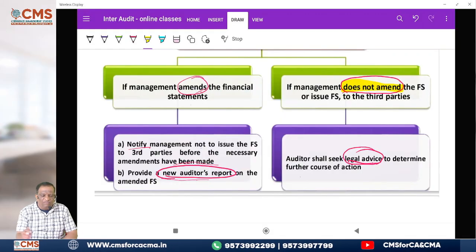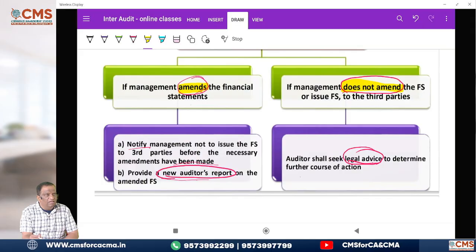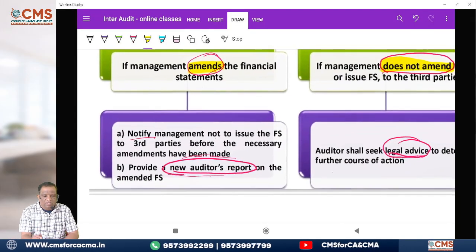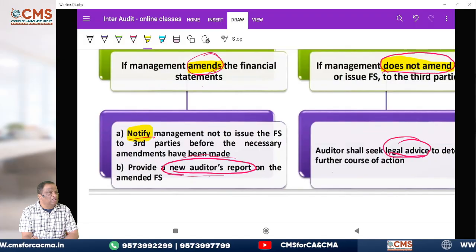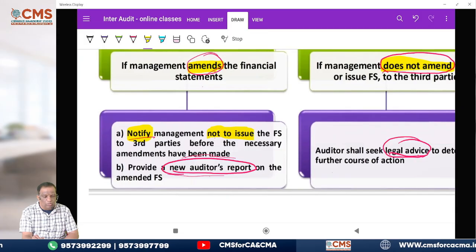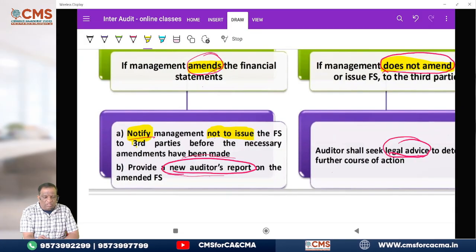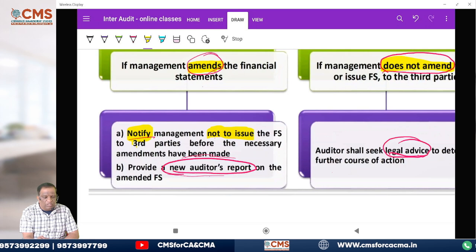So the first one, where the management is willing to change it, my process is simple. I will notify the management not to issue the financials. I will tell them, okay, now you have agreed to change it, so don't circulate it, do not issue the financials. Hold it with you. And to the third parties, till the time the necessary amendments are made, don't issue it to them.